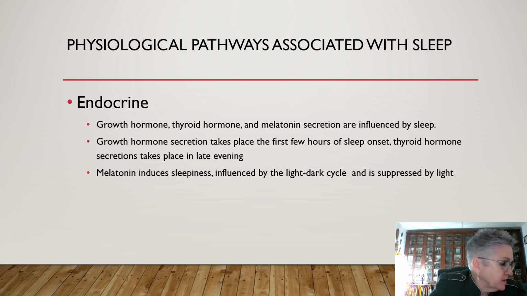We see growth hormone secretion usually occurs in the first few hours after sleep onset, and then the thyroid hormone secretion takes place late in the evening. Melatonin, which induces sleepiness, is influenced by the light-dark cycle and suppressed by lights. So the endocrine system is complex and also affects how we fall asleep, how long we stay asleep, and why we fall asleep.